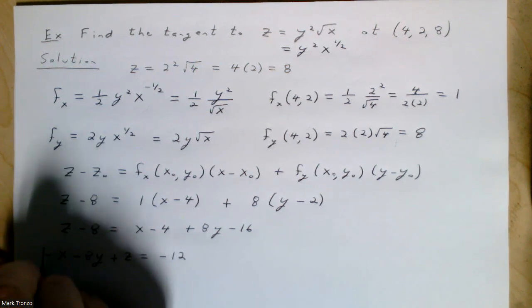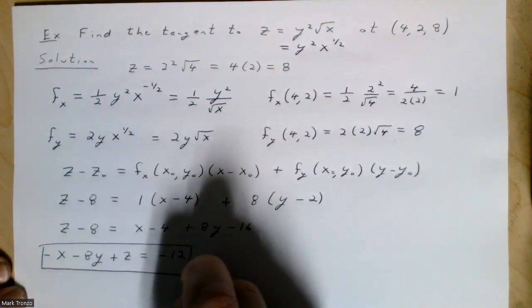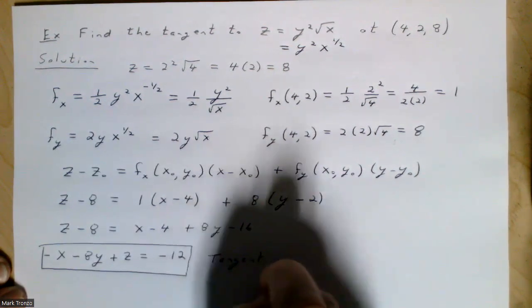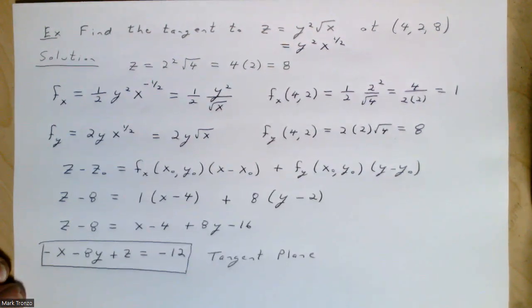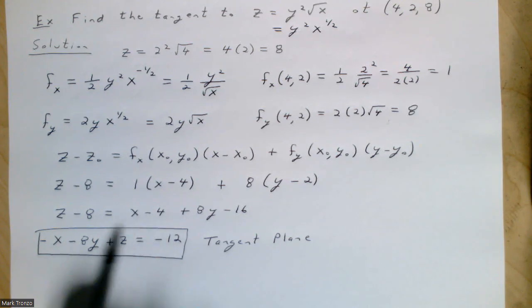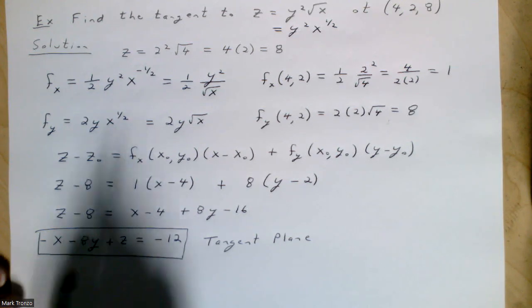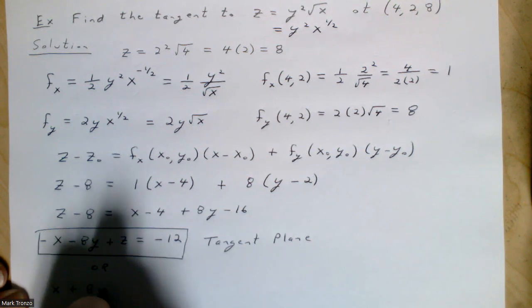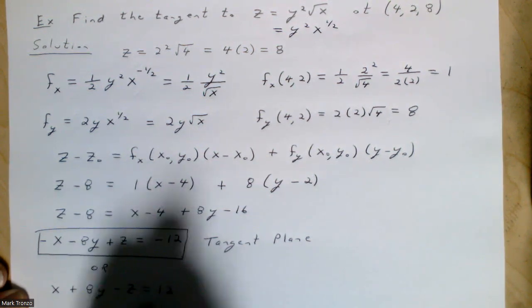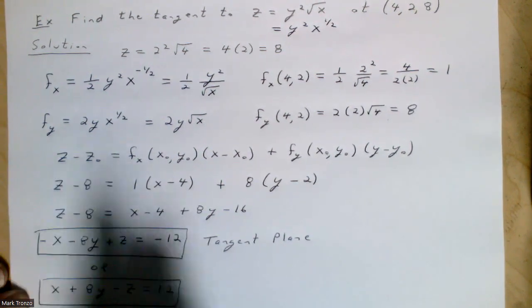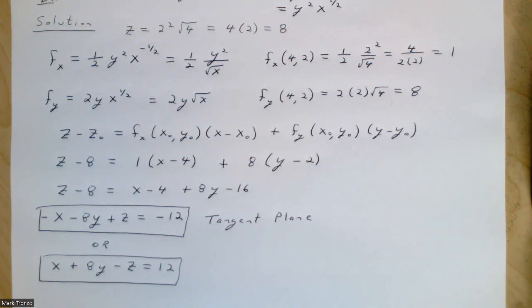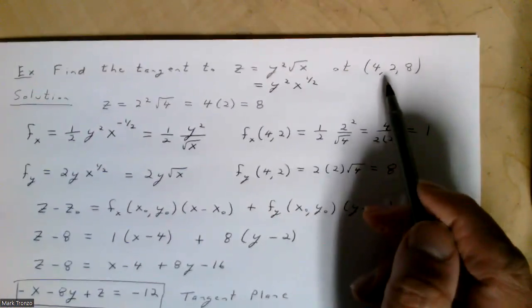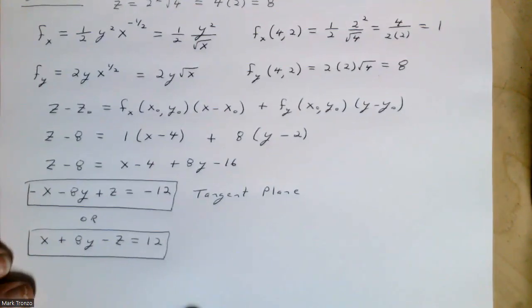And that's the equation of the tangent plane. Now, we would have got the same thing if we would have moved all the variables to the right-hand side. We would have got this multiplied by -1. So let's multiply this by -1, or x plus 8y minus z equals 12. So either of those represents our tangent plane. Again, tangent plane is tangent at a specific point. We found the tangent plane at this particular point here.